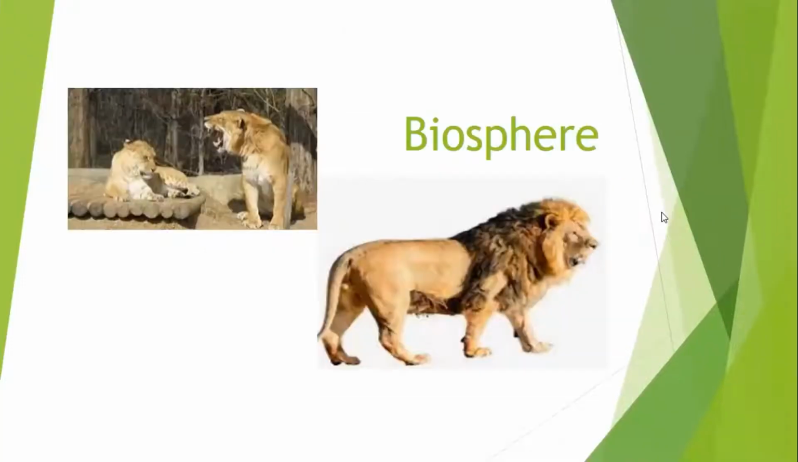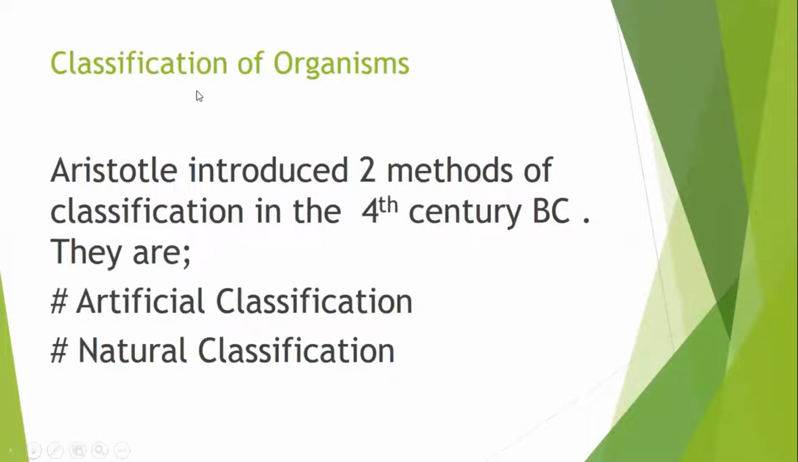Today I'll be speaking about the topic biosphere. Aristotle introduced two methods of classification of organisms in the 4th century BC. They are accordingly artificial classification and natural classification.